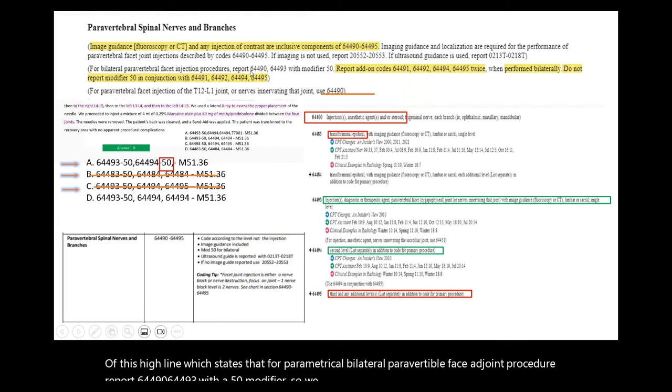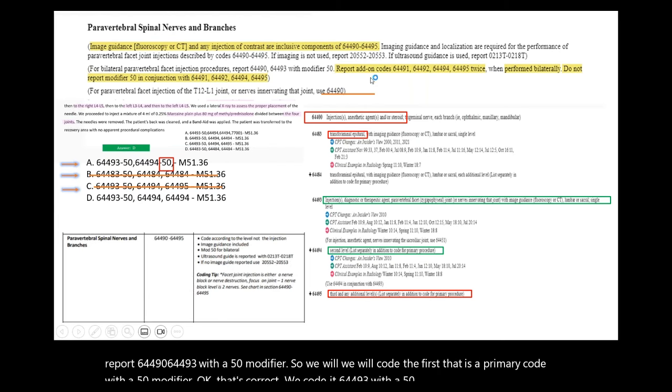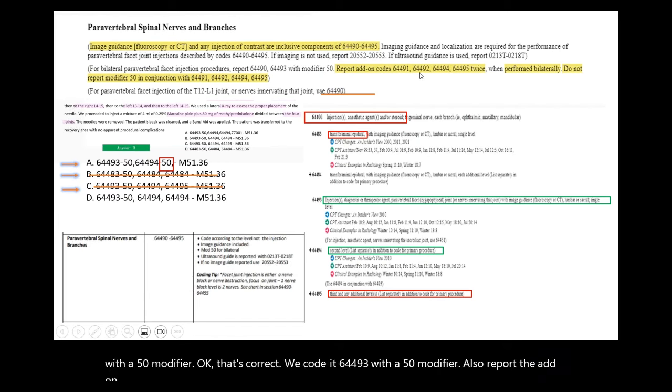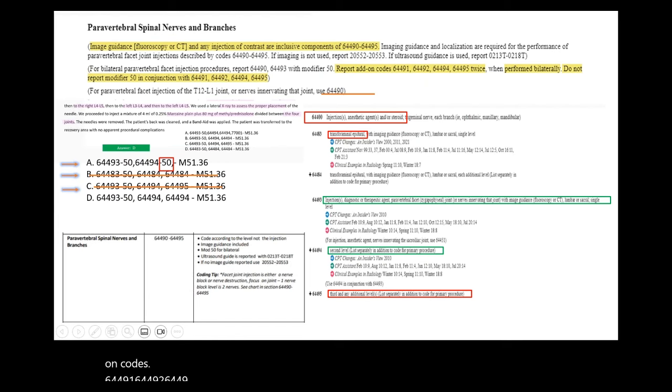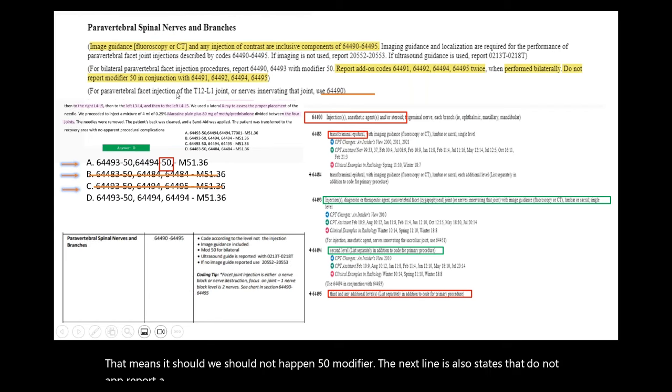So we will code the first, that is the primary code, with a 50 modifier. Okay, that's correct. We coded 64493 with a 50 modifier. Also report the add-on codes 64491, 64492, 64494, and 64495 twice when performed bilaterally. So that means we should not append a 50 modifier. The next line also states that do not report a 50 modifier in conjunction with 64491, 64492, 64494, and 64495. Yes, so we should not append a 50 modifier.